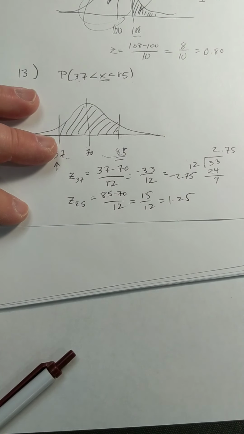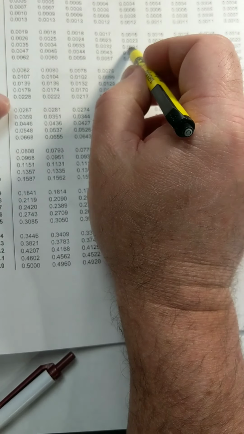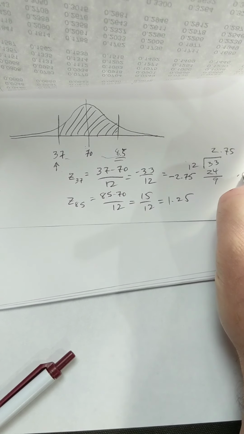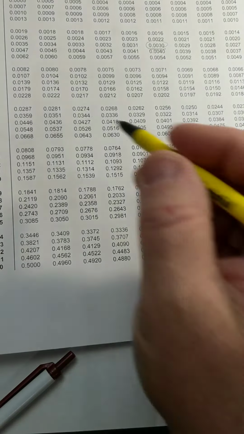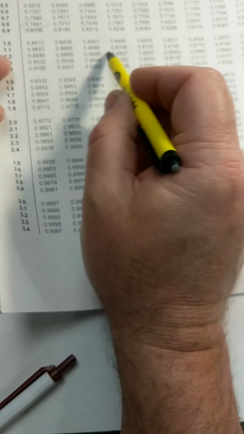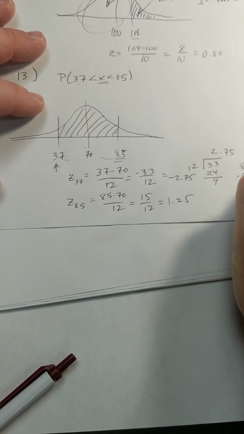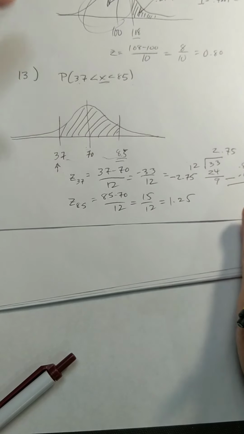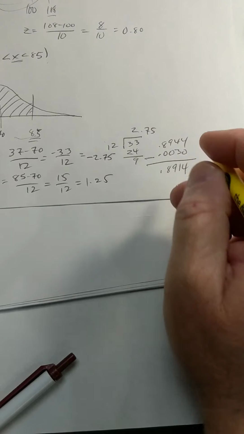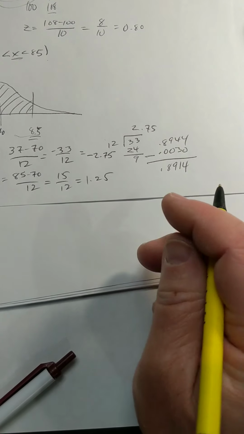Let's look both of these up. Negative 2.75: negative 2.7 right there, 0.05 right there, 0.0030. This one's 0.0030. And 1.25 is 0.8944. We're going to subtract the smaller from the larger, and we get 0.8914. That looks to be right. So those are those types of problems. Next video we'll do the next grouping, or at least a couple of them.